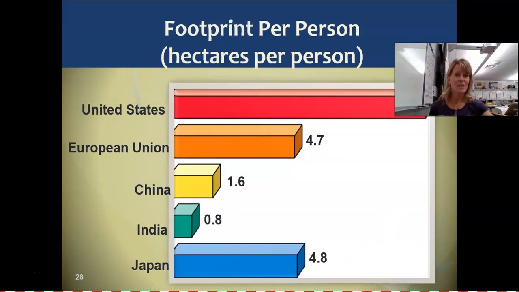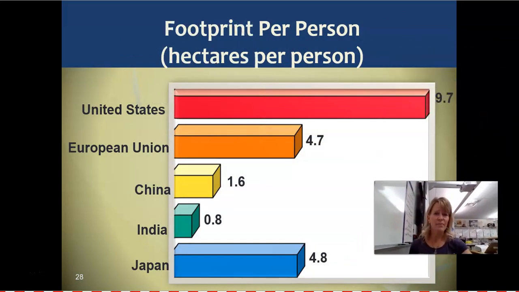And then looking at this, that's per capita, per person. So this is 9.7 hectares, and again, a hectare is about 2.5 acres. So when you do the little head math, you're looking at about 24 or 25 acres that you use as an average American citizen versus China only using 4 acres per person. So we definitely are living high on the hog.